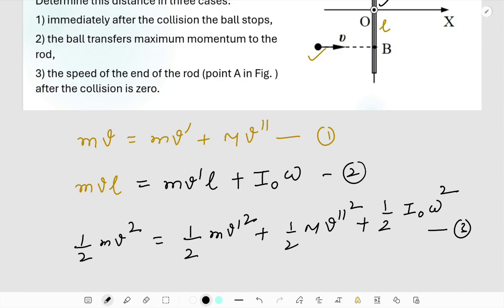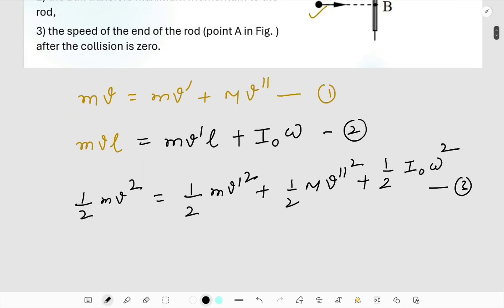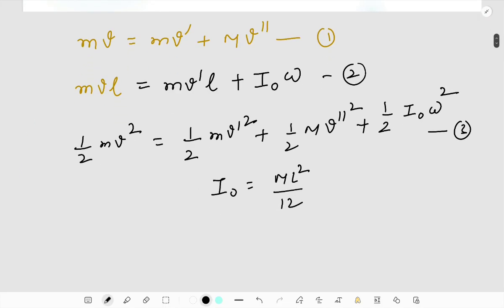Here I naught is the moment of inertia of the rod about an axis passing through its center of mass and perpendicular to it, which will be ml squared by 12, L being the length of the rod as stated in the problem. And we would like to write one more equation.